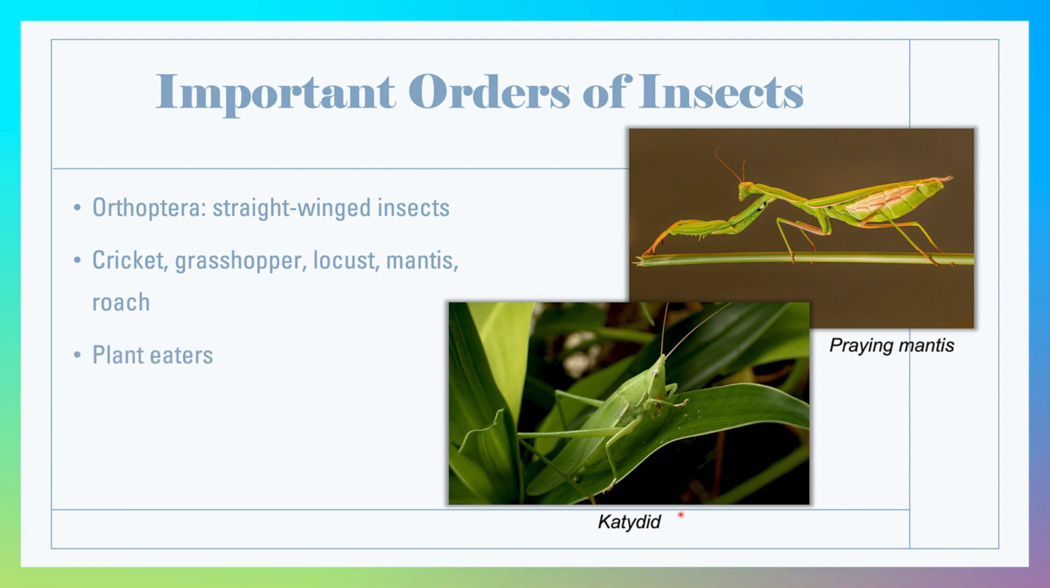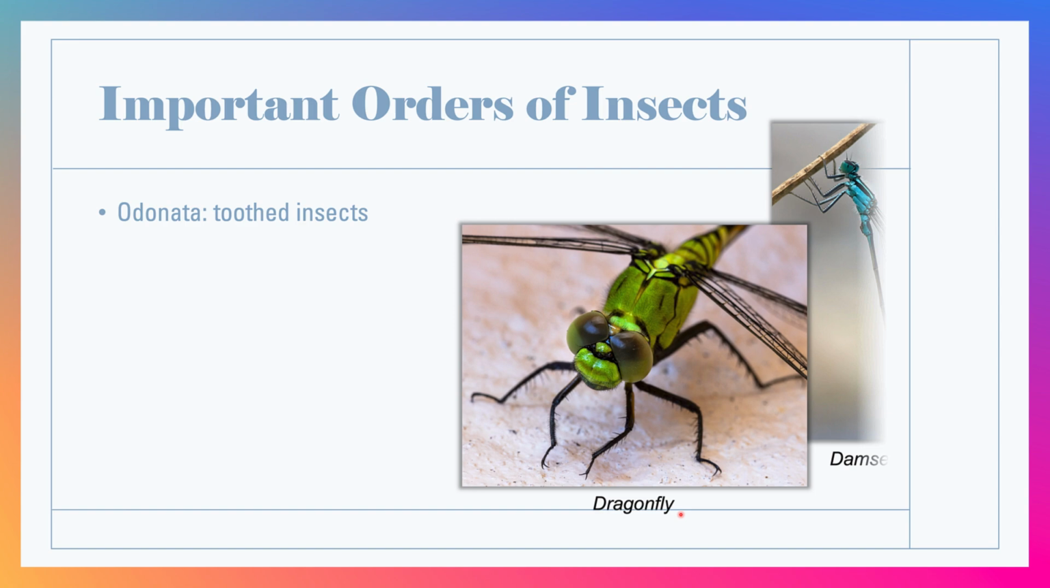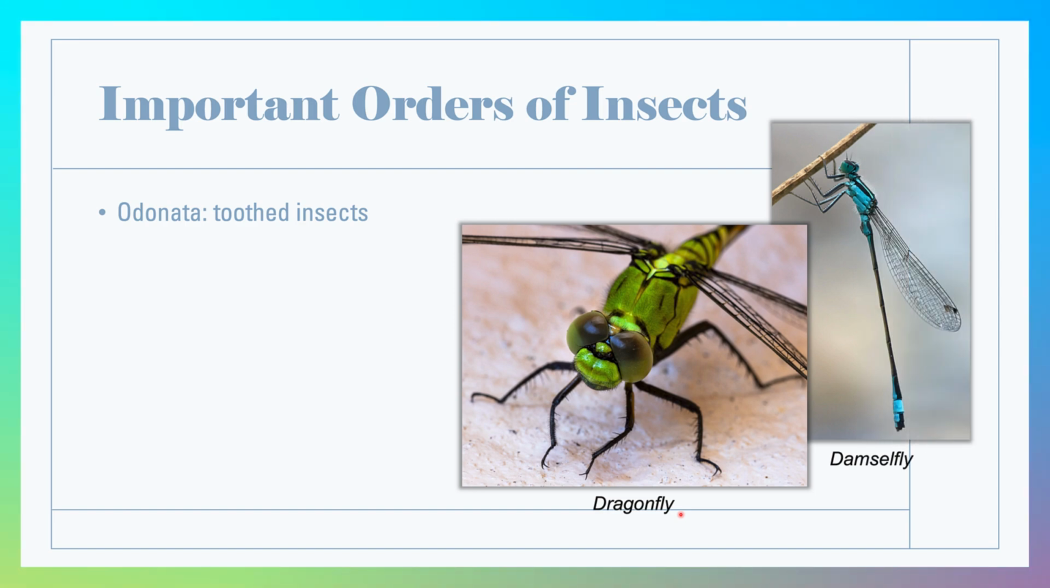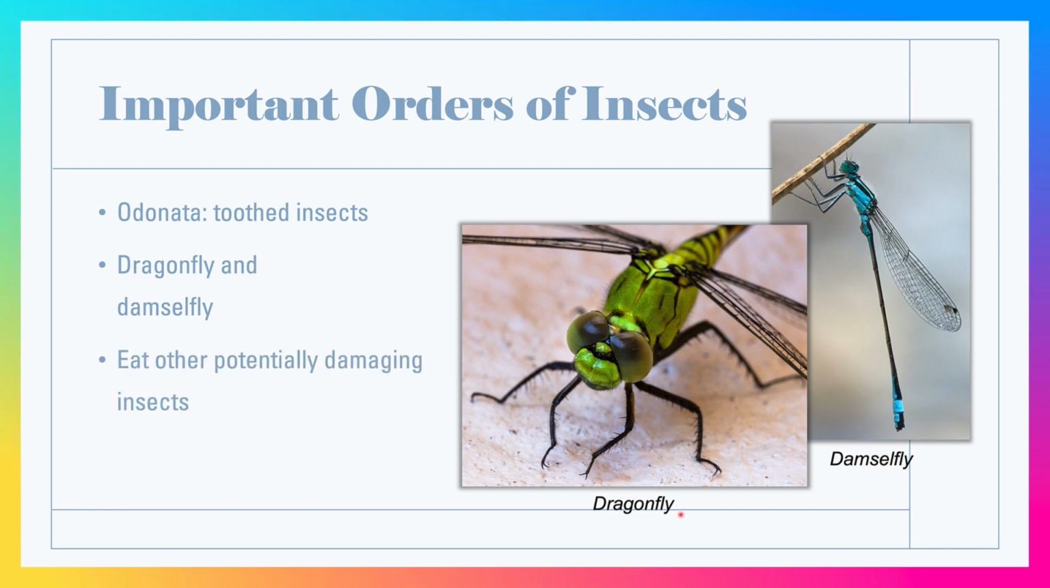These are plant eaters. The second is Odonata, which is the toothed insects. The toothed insects include dragonflies and damselflies. You see the pictures over on the right. They generally eat other potentially damaging insects, so they are actually very good for the environment.